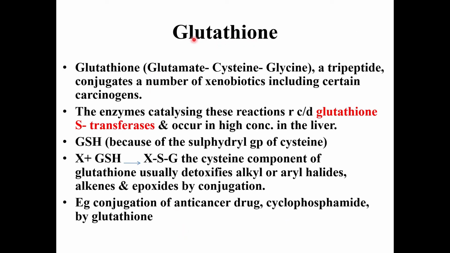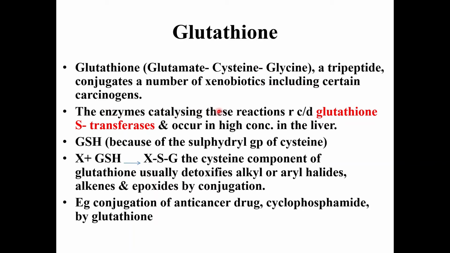Then glutathione, it is basically an antioxidant compound. It is made up of three amino acids. So this can also come as an MCQ. Glutamate, cysteine, and glycine, all three amino acids are there in this glutathione. It is basically a tripeptide. So this conjugates many xenobiotics, including certain carcinogens, and it is also acting as an antioxidant. So it scavenges most of the free radicals.